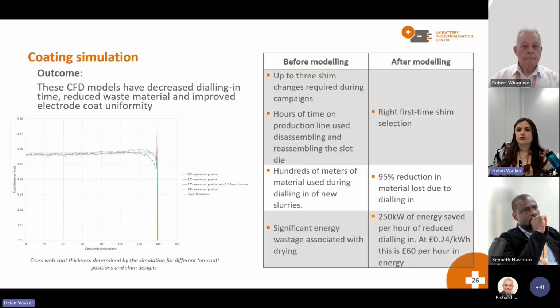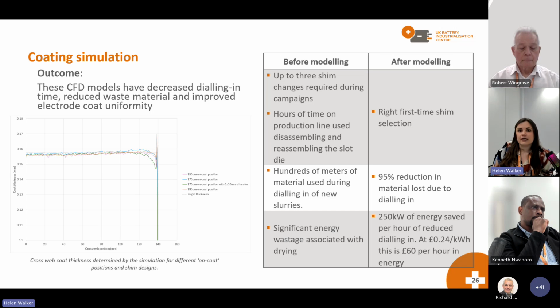And when we interrogate the model, we get cross-web thickness measurements, and you'll be able to see here for different scenarios. We're looking at trying to minimize that high edge, and that can be through the slot die design itself, the distance the slot die is from the foil. It could be the coating speed. It could be a number of things, and we can try different geometries and different process parameters to advise the process engineers of how to set up the process.